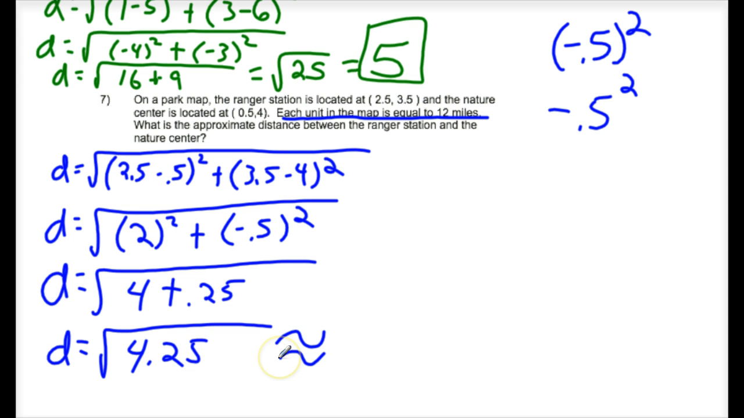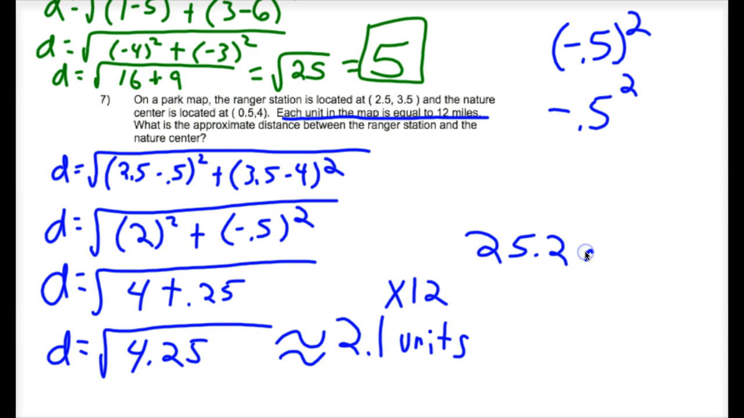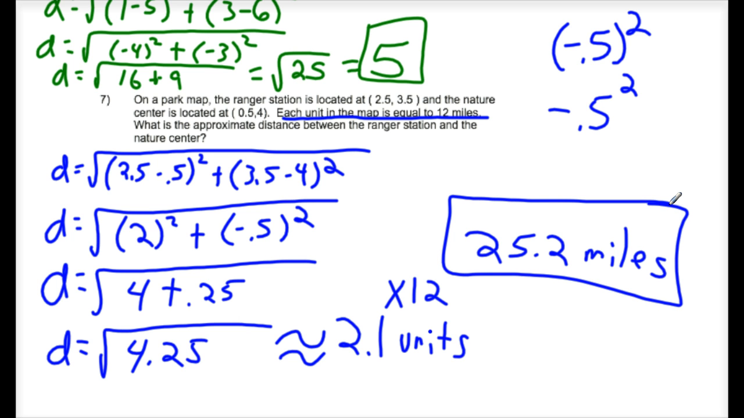About 2.1. So that's how many units on the map there are. But each unit is 12 miles. So type in 2.1 times 12. I got 25.2. 25.2 miles apart, because each unit was 12 miles.